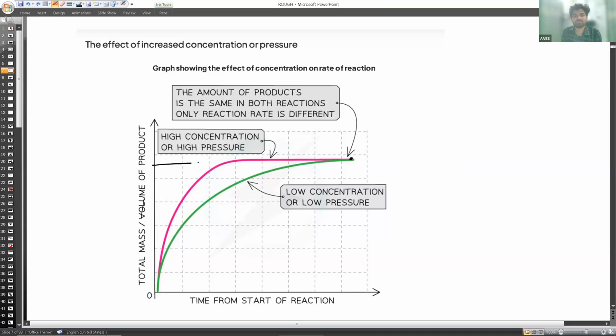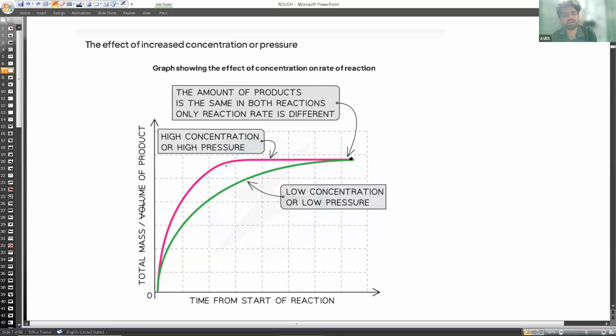So at time t, if there is low pressure, then less mass will be obtained here, whatever the value is. But if you have a high amount of pressure, the product is the same in both reactions. The reaction rate is different.